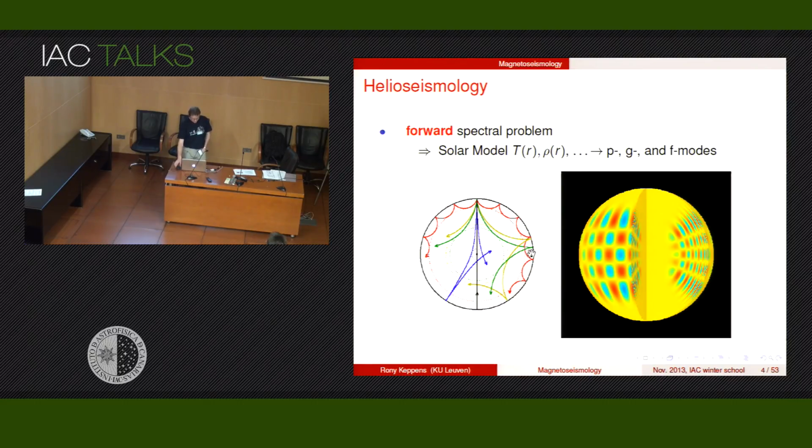So you have sound waves, for instance, that are reflected at the surface because all of a sudden they hit a giant discontinuity. But they are refracted deep down in the interior because there, if you go deeper, this part of the wavefront travels faster, and so you refract. And if you then do this and you can fit nicely in the sphere, then you're an eigenmode. That's the forward spectral problem.